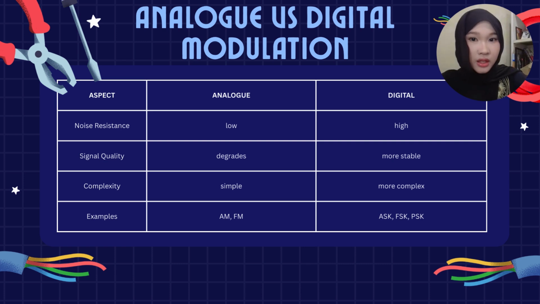In this slide, we have a comparison of analog and digital modulation. Analog modulation techniques such as AM and FM are simpler but more affected by noise. Digital modulation techniques like ASK, FSK, and PSK provide better noise resistance and signal quality. However, digital systems are generally more complex. Modern communication systems mainly use digital modulation due to its reliability and efficiency.